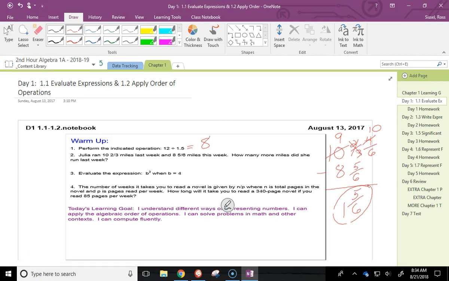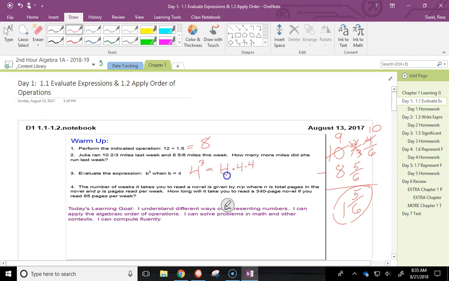Number 3, evaluate the expression b cubed when b equals 4. Huge hint, you're going to be doing this today. So I'm going to just show this setup though. If I put 4 in for b, and I have 4 cubed, what's that mean I'm doing? Aiden? You're multiplying 4 by itself. Very good. I'm multiplying 4 by itself 3 times. 4 times 4 times 4.